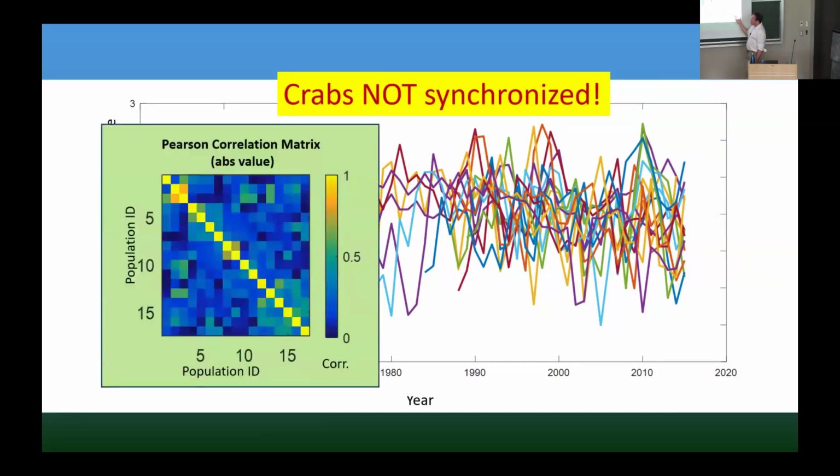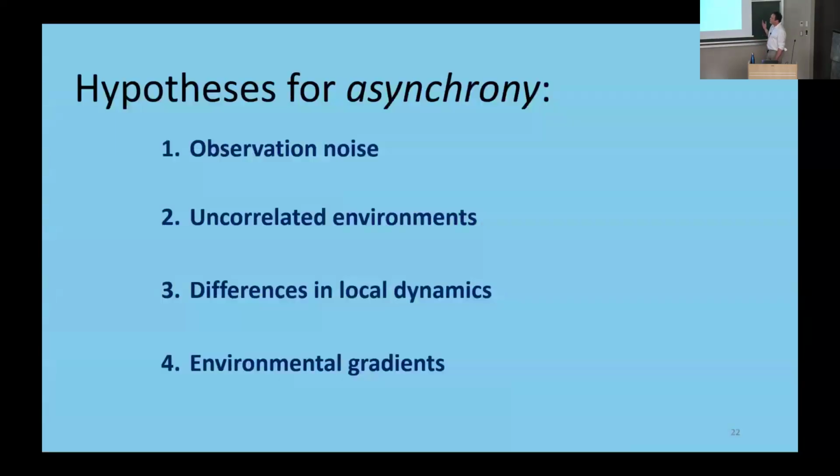In fact, if you look at the correlations, they are mostly less than 0.2. So really not synchronized. The first most obvious hypothesis for why they're not synchronized is that the data are just worthless, right? The data are junk. But I don't think that's the case, because within each individual time series, they're actually fairly predictable. The average prediction accuracy is at least 50%. So it's not that the data are junk and it's all observation noise.